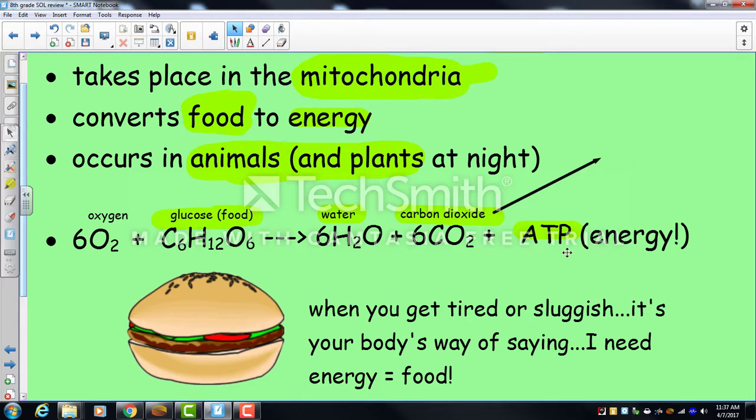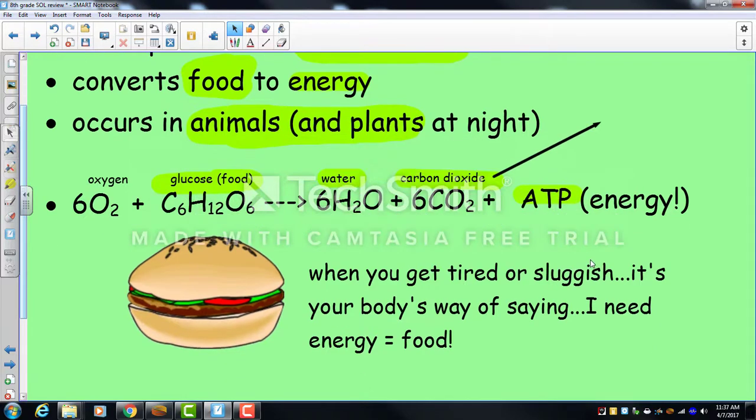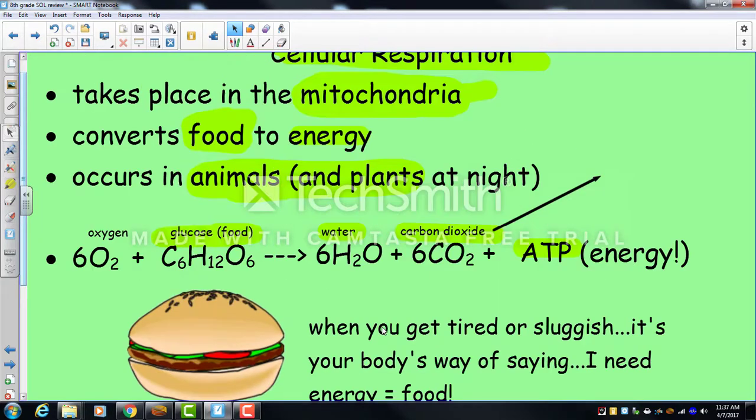Humans, the way our metabolism works is that we have to eat 3, 4, 5 times a day in order to keep the energy amounts going to keep our bodies functioning. Another part of this is when you feel tired or sluggish, it's your body's way of saying that you don't have a lot of energy left. You need to eat. All right.